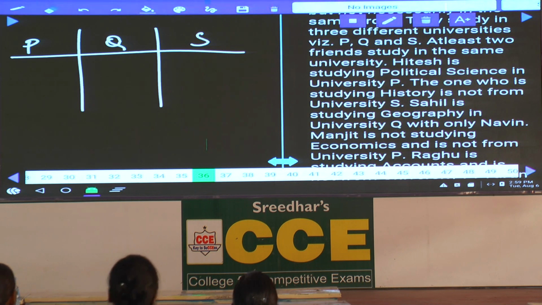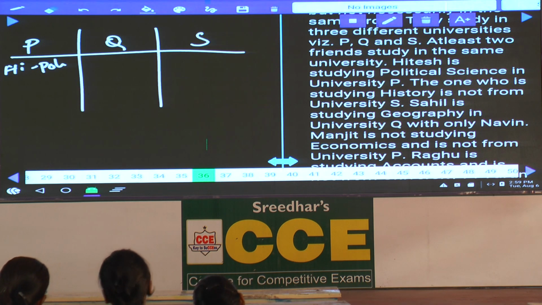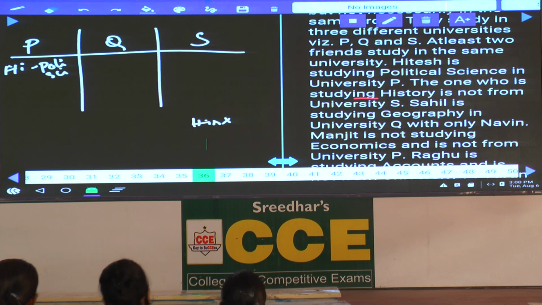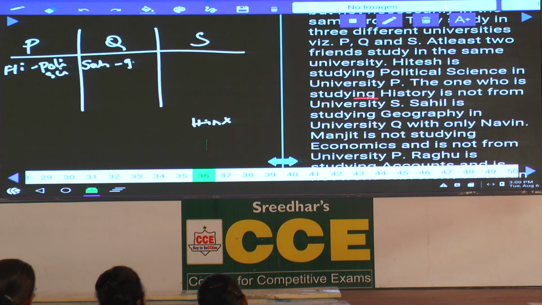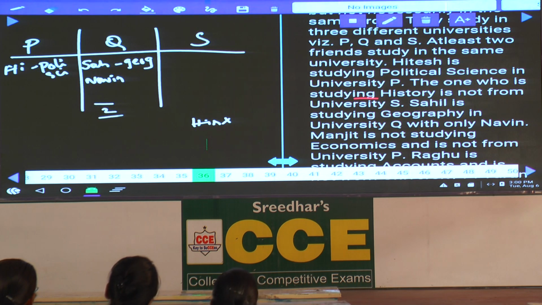And Hitesh is studying political science in University P. Hitesh, and political science. The one who is studying history is not from University S. Now, history cannot be University S. And Sahil is studying geography in University Q. Now, Sahil, geography in Q. Q with only Naveen. With only Naveen means, now in this Q university, there must be exactly two people.